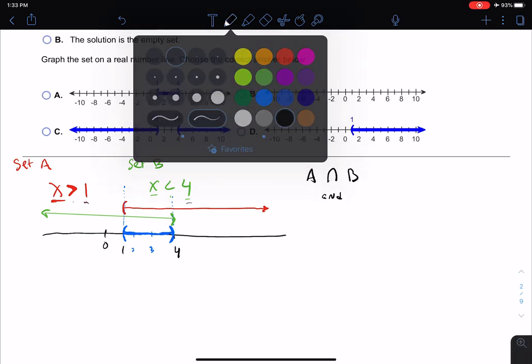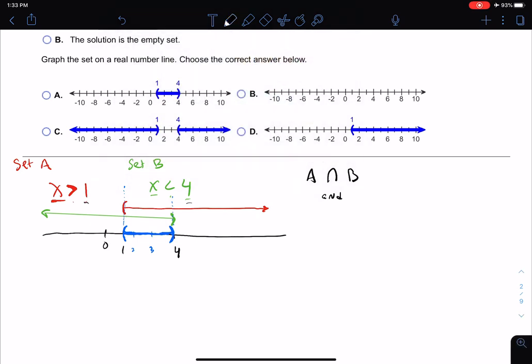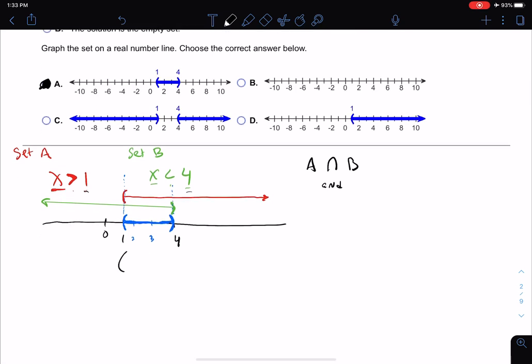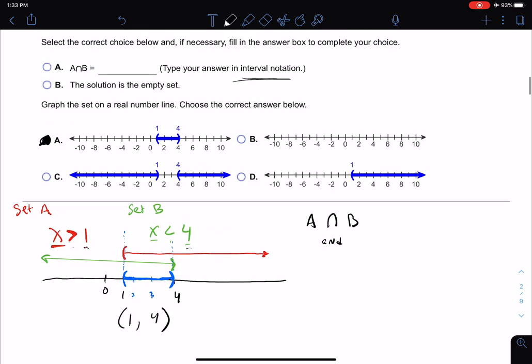Well, I just graphed it so I can see my graph is going to be A. So I'll go ahead and shade that. Also, it says, type your answer in interval notation. Well, these graphs are great for interval notation because you just copy them down and you got it. So this goes from 1 to 4 and it's open.